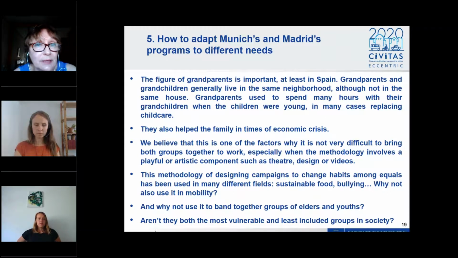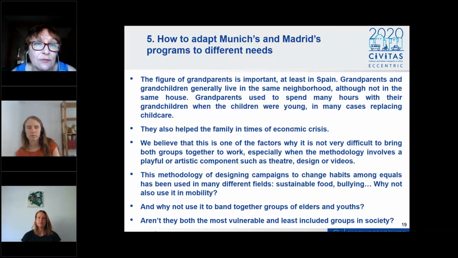About how to adapt the Madrid program, I really think it's easy. The figure of grandparents is very important. Generally, grandparents live in the same neighborhood in Madrid, although not in the same house, and they spend a lot of hours with their grandchildren, and in many cases they are replacing childcare. They also help the family in times of economic crisis.